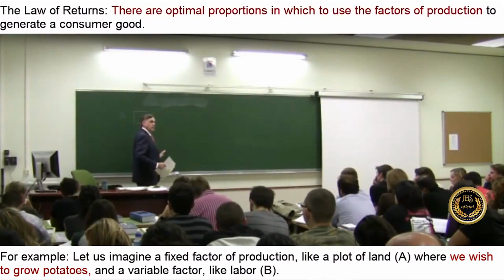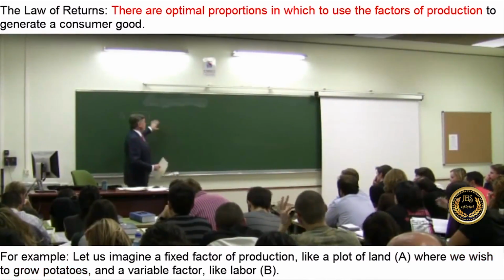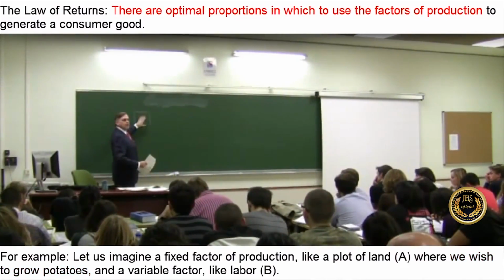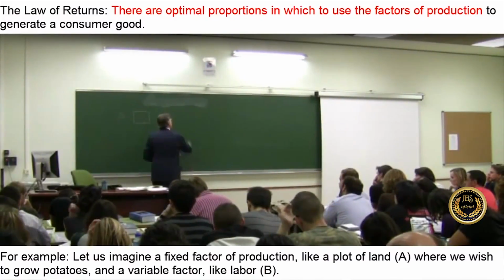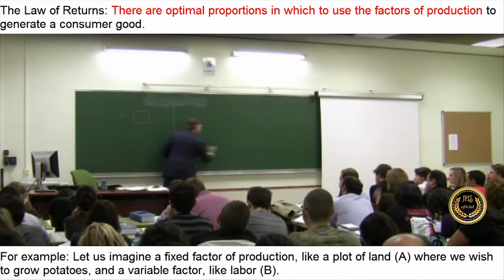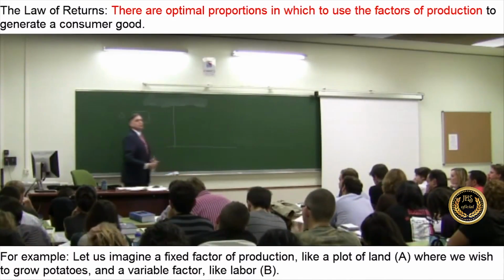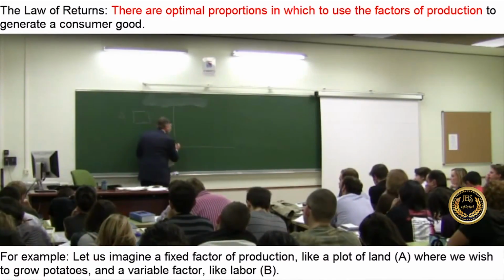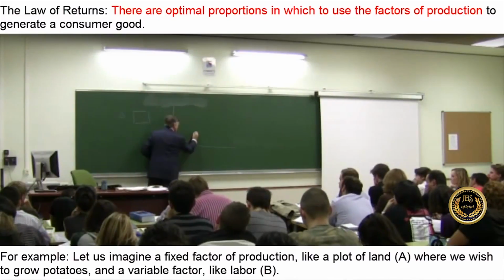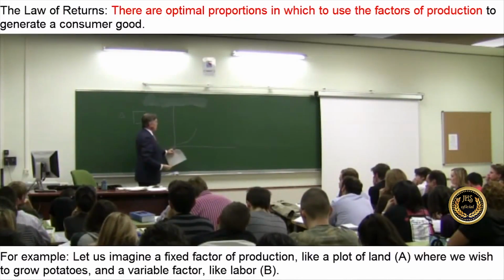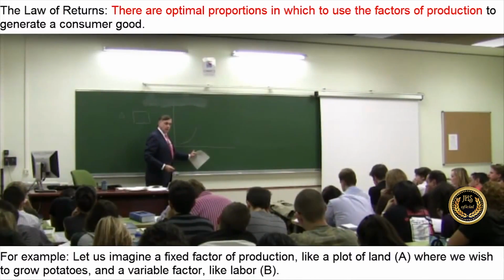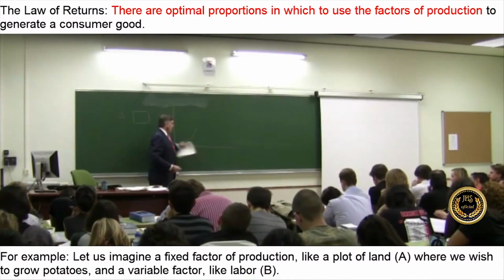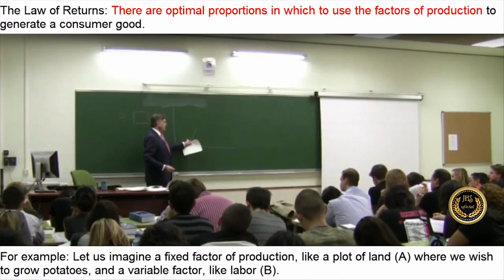Well, what the law tells us is that if we have a fixed factor of production, the plot of land, and we gradually increase the number of units of the variable factor, the number of workers who farm it, the law tells us that as we increase the number of units of the variable factor, our output of final consumer goods, potatoes, initially rises more than proportionally.